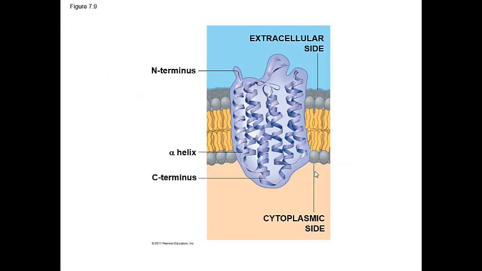So if you look at the structure of an integral protein, it needs to have hydrophilic regions and it needs to have hydrophobic regions. The regions exposed to the inside and outside of the cell have got to be hydrophilic. And this core middle part here that's exposed to the phospholipid tails, the fatty acid tails, needs to be hydrophobic.